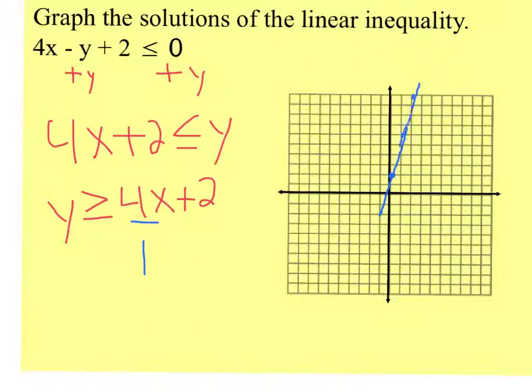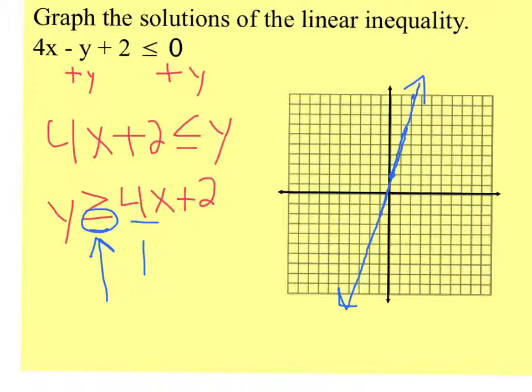I'm making my line with a solid line. See if you can tell why. Okay, hopefully you did. It's a solid line because there's an equal to sign underneath the greater than sign. So I'm almost done. It is y is greater than, so it's important to have the y on the left so you read this correctly. Y is greater than or equal to.